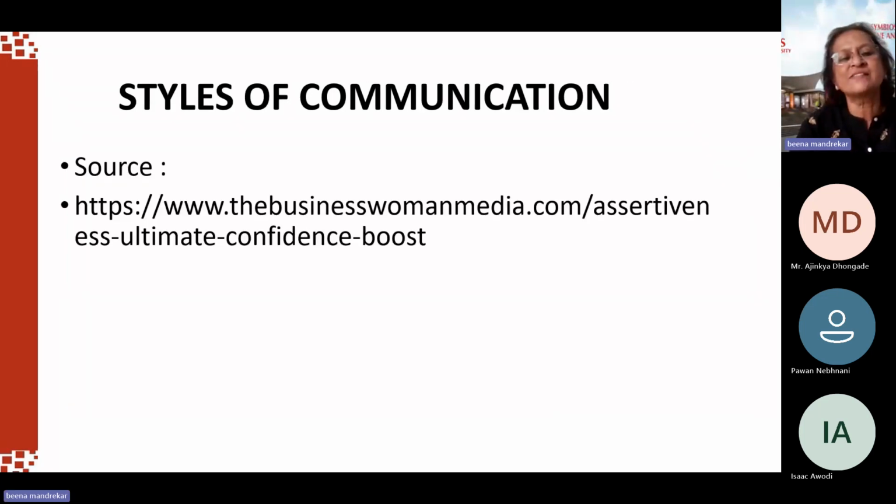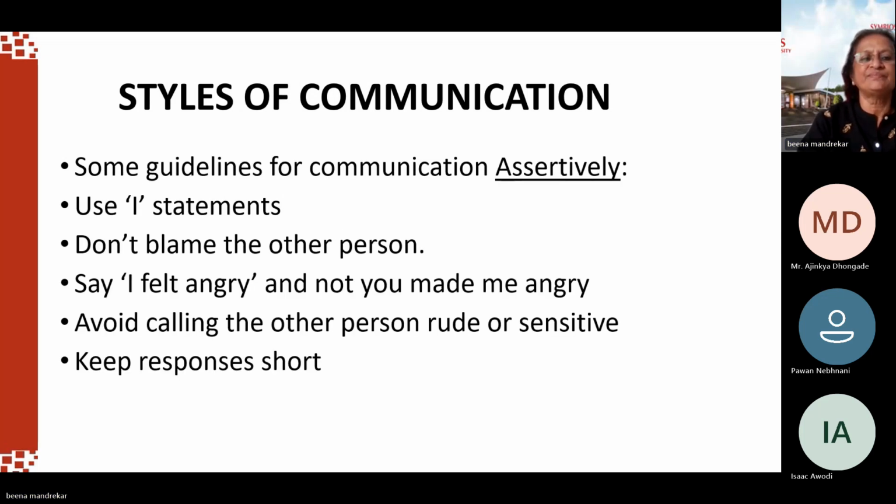You have to look up this. This will be with you. Look this up. More details about confidence boosting styles, assertiveness, etc. Assertively, use I statements. Don't blame the other person. Say, I felt angry, not you made me angry. Avoid calling the other person rude or sensitive. Keep responses short.